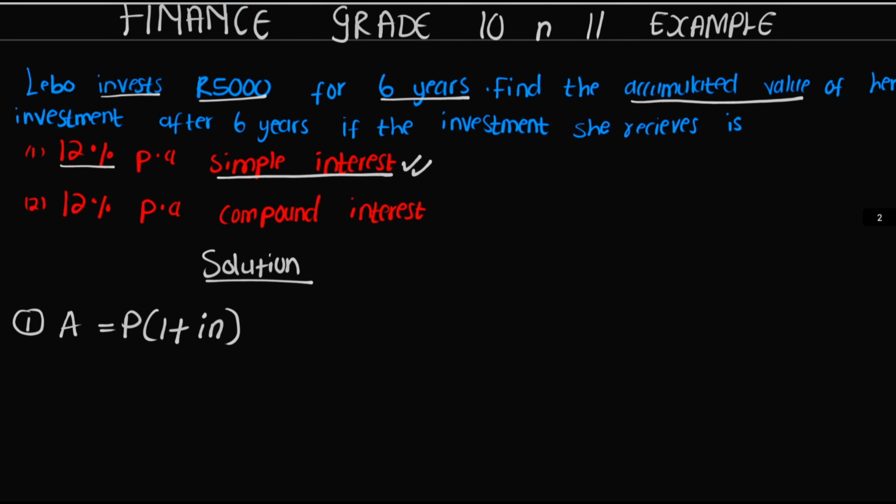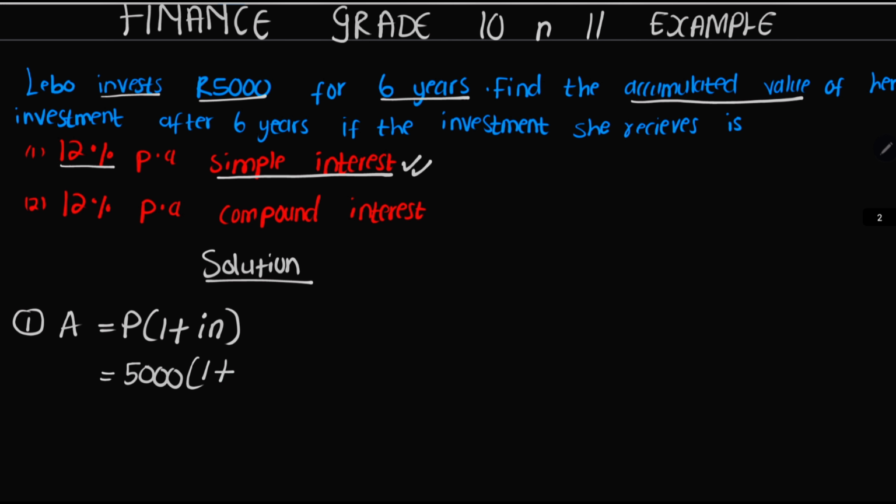So you have your 5,000 now, and you want to invest it. That means that your 5,000 is the amount of money that you have at the moment. It's your present value. So my P is going to be 5,000. And then I'm going to open my bracket, 1, plus, and now my interest rate.